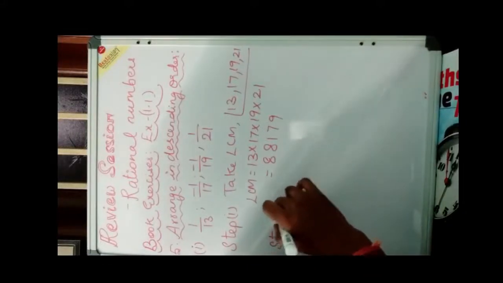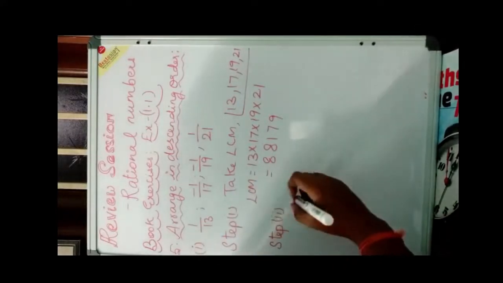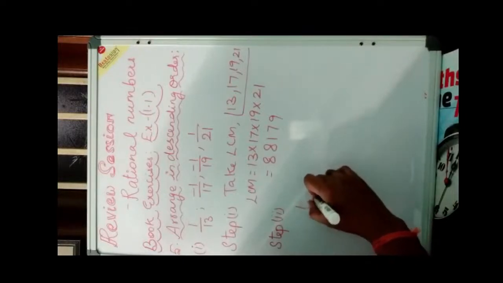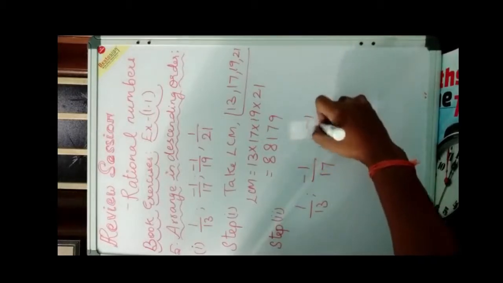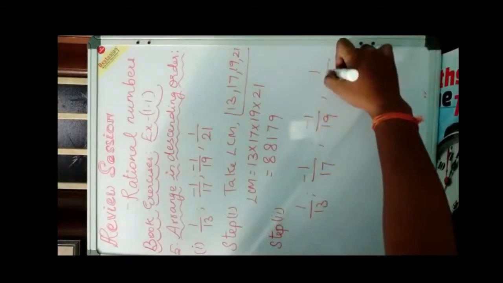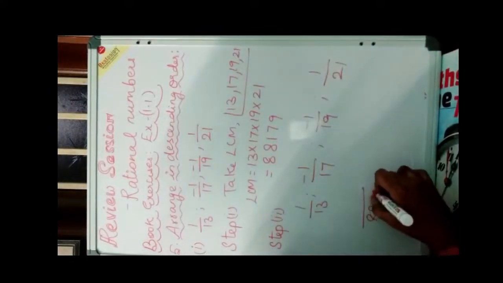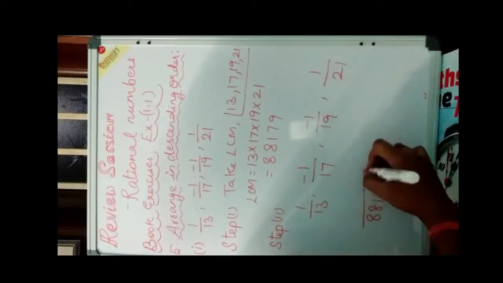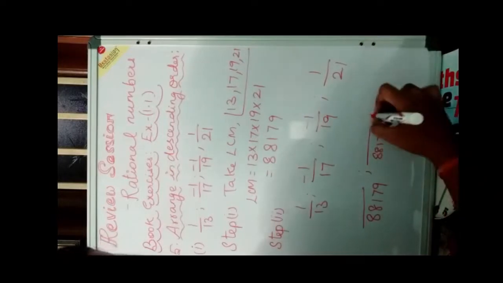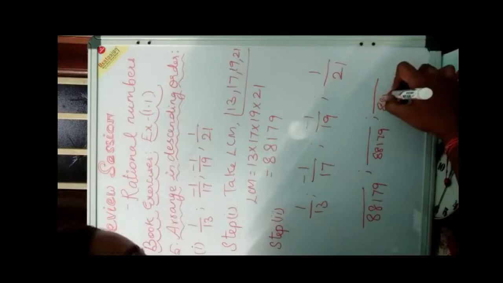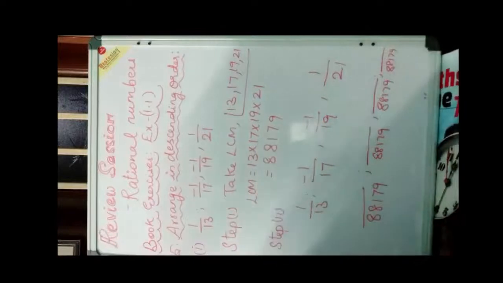Next one, step 2, we need to convert everything into this. So now the first one is 1 by 13, second one is minus 1 by 17, then the third one is minus 1 by 19, and fourth one is 1 by 21. So in order to convert the denominator as 88,179. So here also 88,179, and the last one is, so we need to multiply.